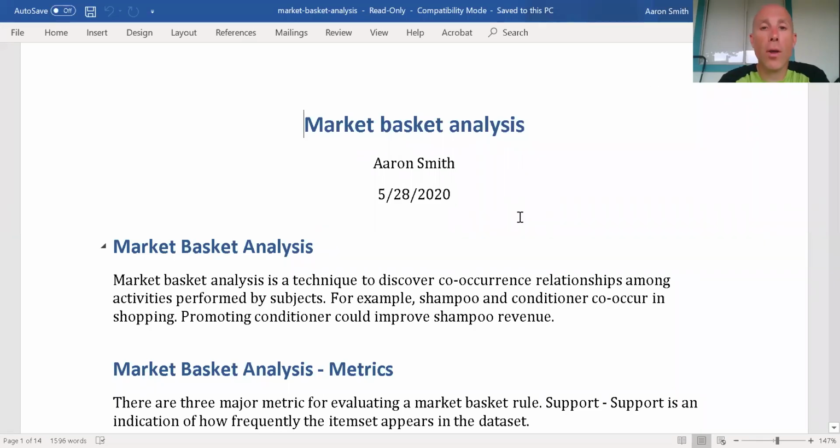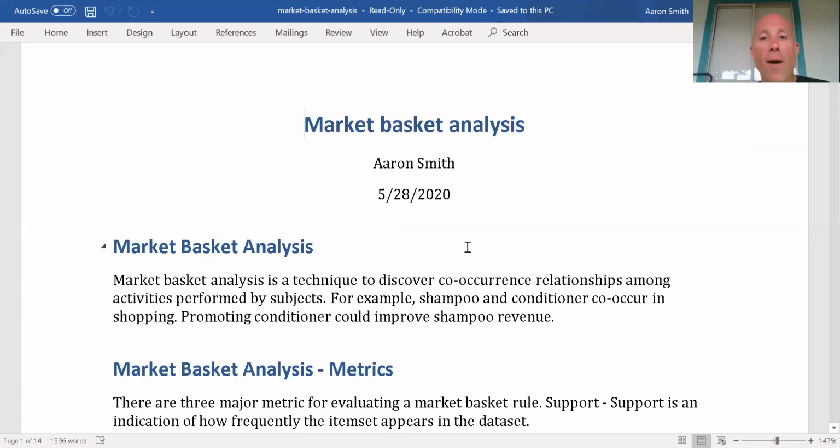Hi, in this video, we're going to take a look at market basket analysis. Market basket analysis is where we try to discover items that appear together when they're being selected. As the name implies, we're looking at what items tend to appear together in a market basket, like in someone's grocery cart. So, why do we want to do this?